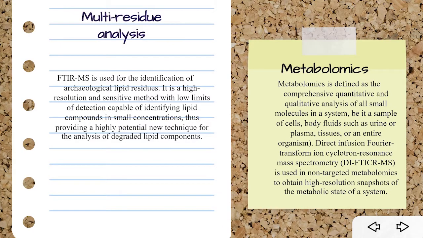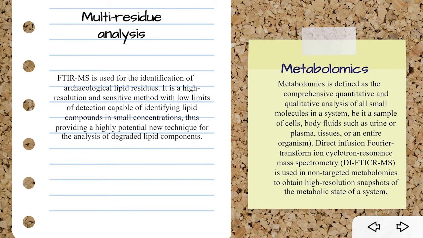Next, FTICR-MS can be used for the identification of archaeological lipid residue. It is a high-resolution and sensitive method with low limits of detection, capable of identifying lipid compounds in small concentrations, thus providing a highly potential new technique for the analysis of degraded lipid components.